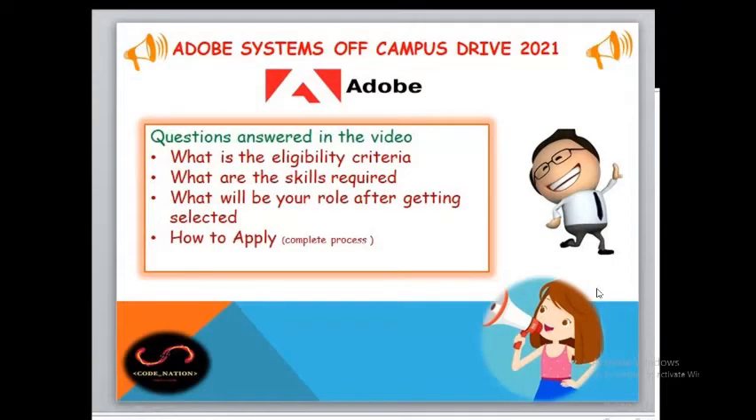This video is related to the ADOBE Systems Off-Campus Drive 2021. So ADOBE is hiring college students for the role of software developer. We will be discussing everything about this, like what is the eligibility criteria, what are the skills required, what will be your role after getting selected, and how to apply for this off-campus drive.